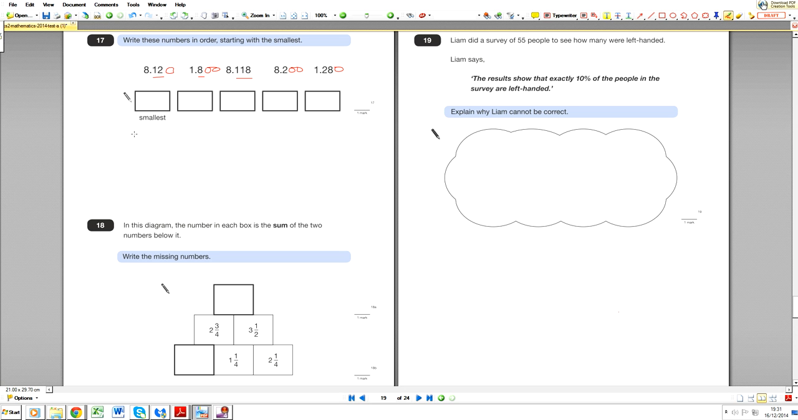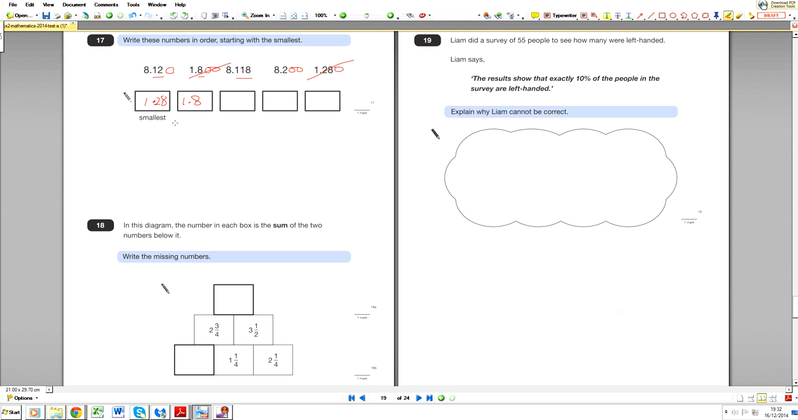Now, what's the smallest number? Is it 1.8 or 1.28? 1.28 is the smallest number. Cross that one out. We don't put the extra 0 in our answer because that's just to help us. So 1.28 is the smallest. Then the next one up is 1.8.